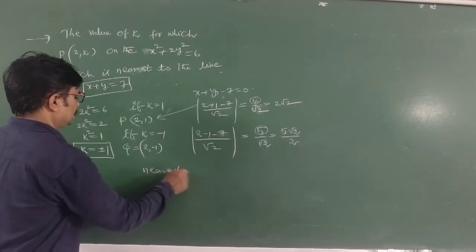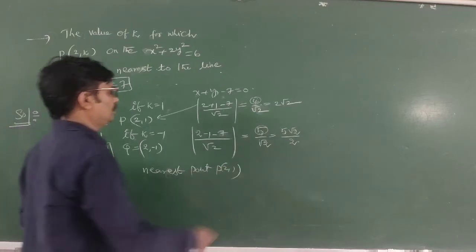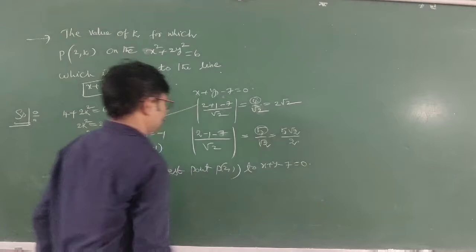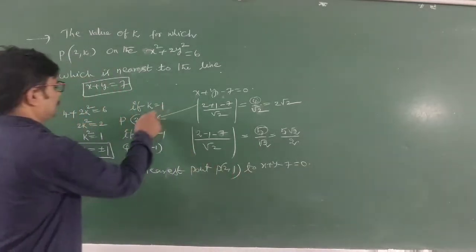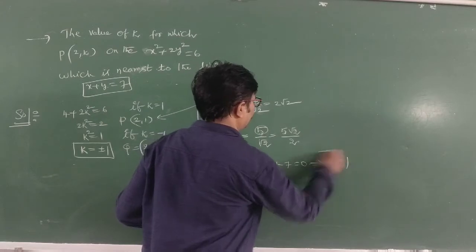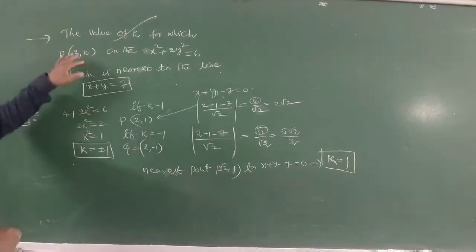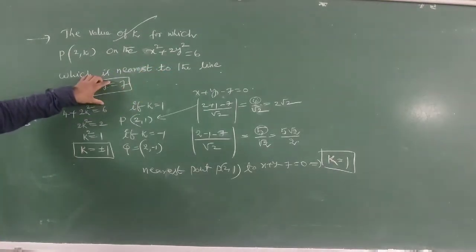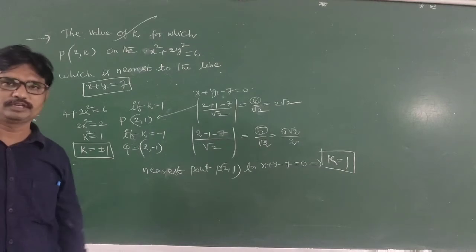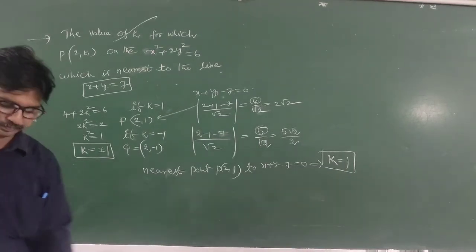Dear students, the nearest point is P(2, 1) to the line x plus y minus 7 equal to 0. That comes when you take k equal to 1. So students, that's why the value of k is 1. Write down, students: find the value of k for which the point is nearest to the line, where the point P lies on an ellipse. Lies on means substituting the point in the ellipse. Okay students? Now the another one.